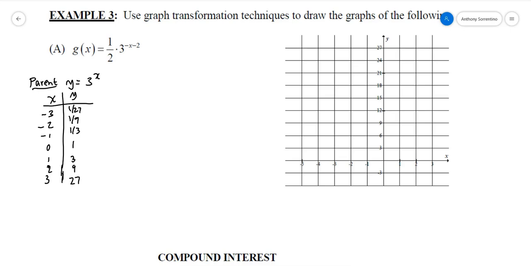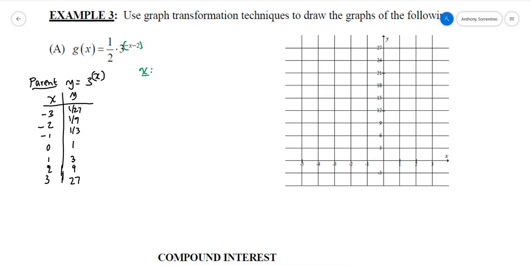Now I have to look and see. I have to remember that my parentheses are technically around the x. I don't really need to have it for that version of it, but it's around it. So any operation going on in the exponent is going to be a horizontal transformation. Anything being multiplied or added to the base is going to be vertical. So when I look at this first one and I say, okay, use graph transformation techniques to draw the graph of this, this is all inside the parentheses, the 1/2 is on the outside.